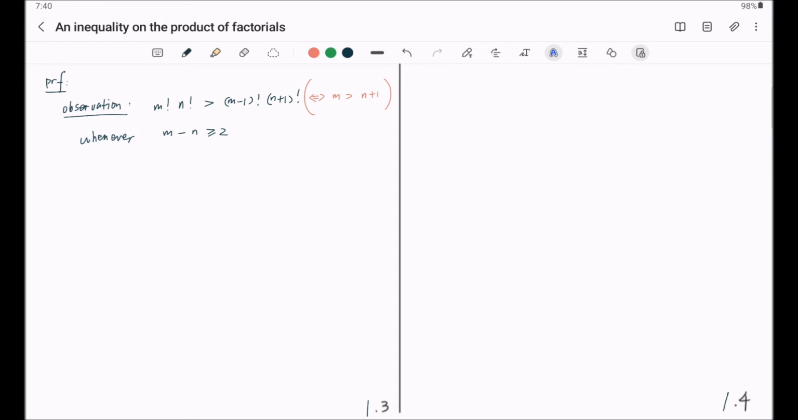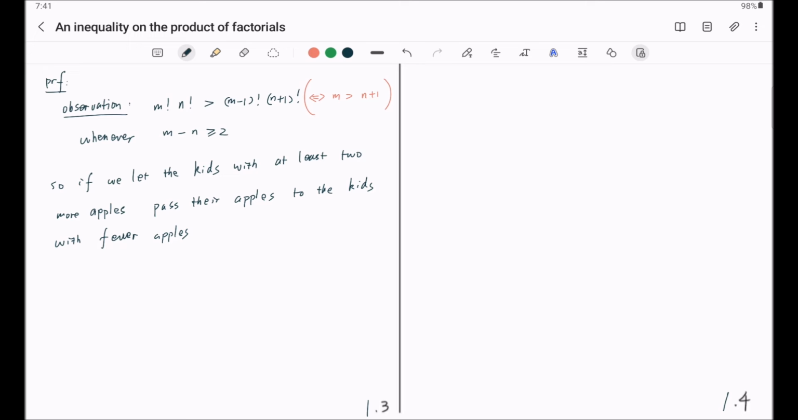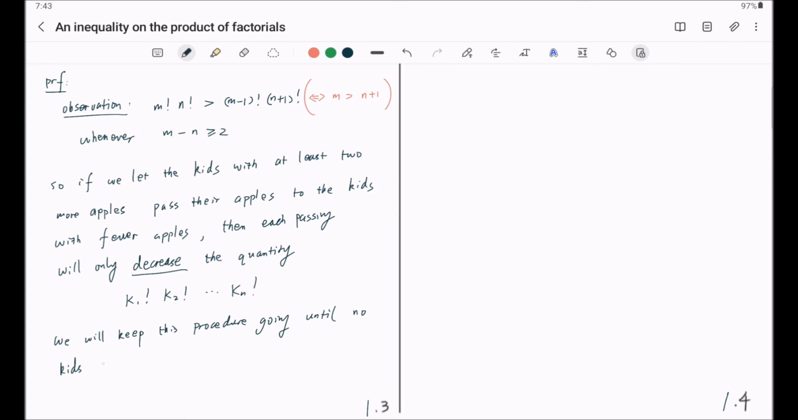Now, what does this observation tell us? This tells us if we let the kids with at least 2 more apples pass their apples to the kids with fewer apples, then each passing will only decrease the quantity, the product of factorials. And we keep applying this procedure until no kid has at least 2 more apples than other kids. And this, of course, will end in finitely many steps.